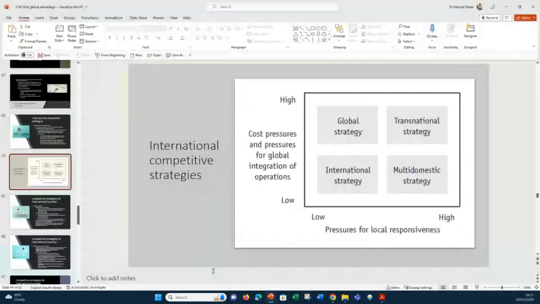the two things that we need to look at when considering which strategy to opt for will always be issues in terms of cost pressures and maximizing economies of scale, for example. And then the second issue, pressures for local responsiveness. So how do we personalize our product in line with what the realities are within Botswana, and how important is it for us to keep our costs low?